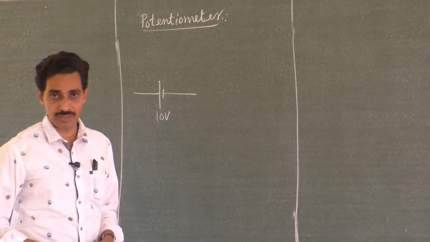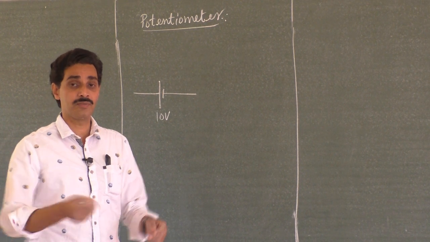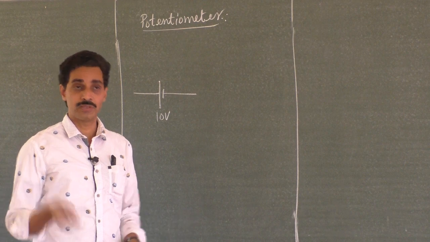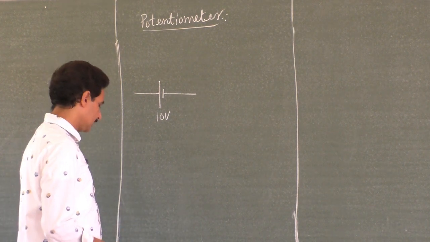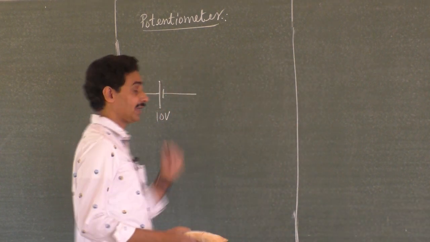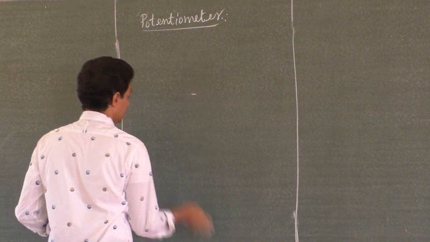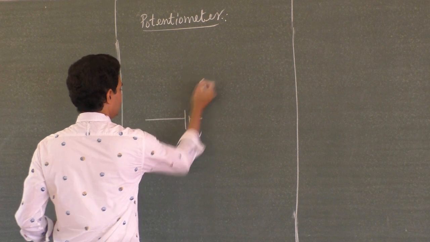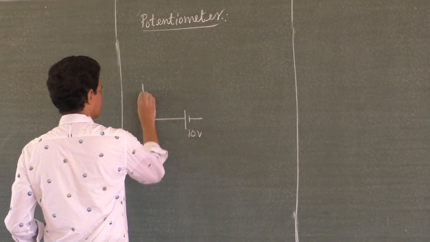Sir, will I get 5 volt out of it? No, very difficult. It's not a variable battery. You can't change the value. Can you get 8 volt? No. But you can do one thing. How do I get 10 volt, 8 volt, 6 volt, 5 volt, 3 volt from a fixed 10 volt battery? Very easy. You take the 10 volt battery and connect it to a uniform wire of certain resistance R.